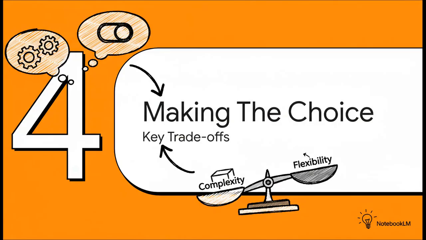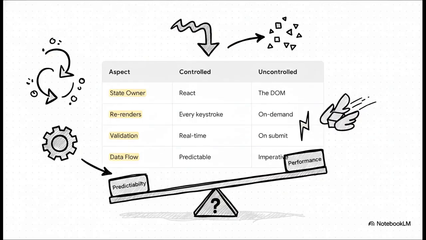Okay, so we have these two completely different philosophies. How in the world do you decide which one to use? Well, it really just comes down to a few key trade-offs. This table really breaks it down nicely. It's a classic battle between predictability and performance. Controlled gives you this beautiful, predictable data flow, where React always knows what's going on, but it comes at the cost of re-rendering on every keystroke. Uncontrolled is way more performant because it avoids those renders, but you have to manually go and pull the data from the DOM when you need it.